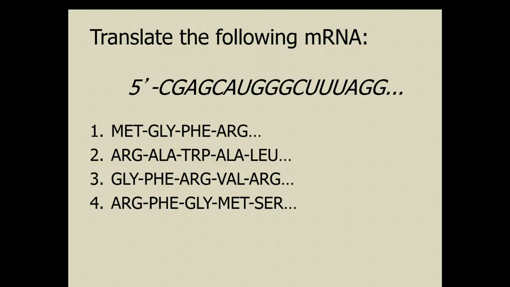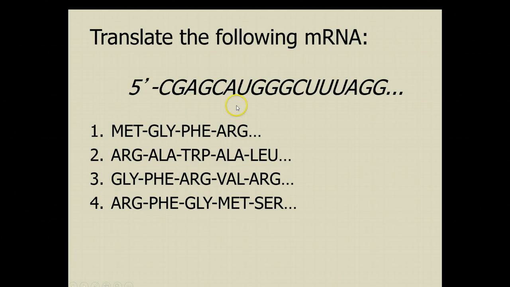So let's translate the following messenger RNA. We have CGA, GCA, UGG, GCU, UAG, as it goes on. And using the chart that I gave you in class, but you can also look it up. I would provide you with the proper translation lookup table. Without it, doing this would be impossible.